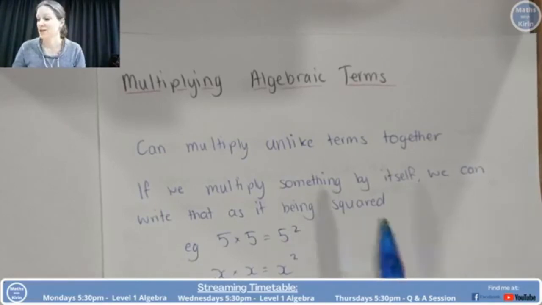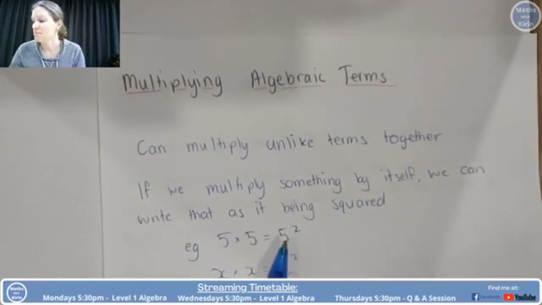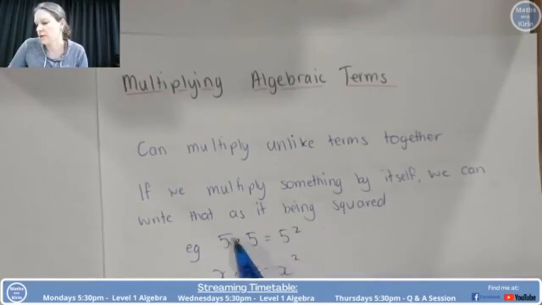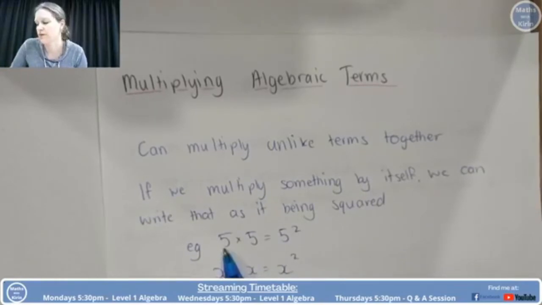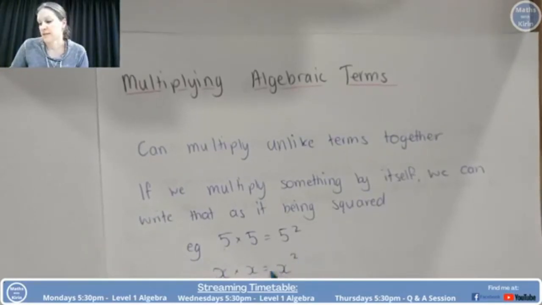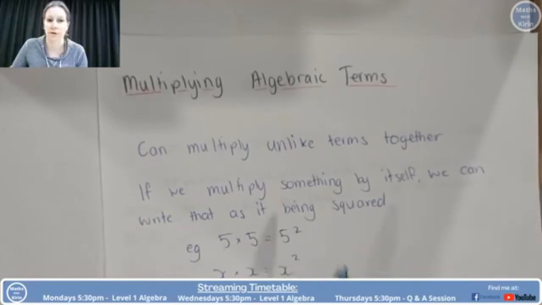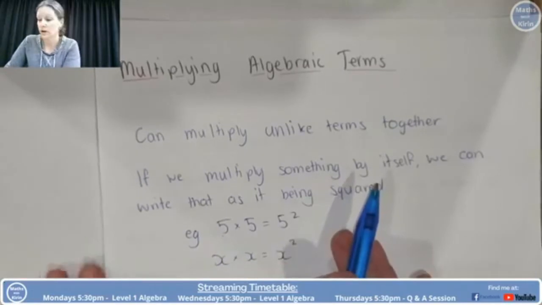And so we don't have to worry so much about using like or unlike terms. If we multiply something by itself, the thing to remember, particularly in algebra, is that you're squaring that thing. So just like when we go 5 times 5 is the same as 5 squared, x times x is the same as x squared. Okay, so when we're multiplying variables, we're actually changing the powers.